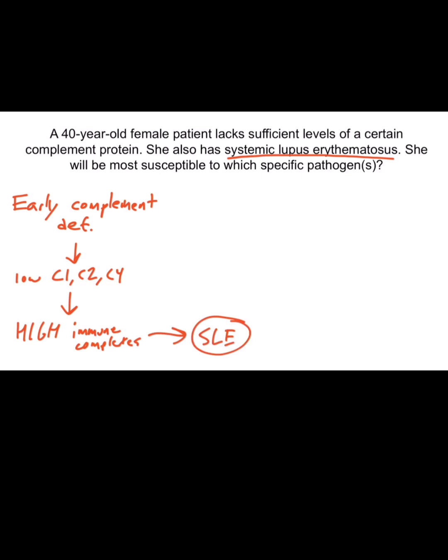Knowing that we're dealing with an early complement deficiency, we can answer the question. This patient will be most susceptible to which specific pathogen or pathogens? Recall that early complement deficiencies result in decreased formation of MAC, the membrane attack complex, which means a high infection rate with encapsulated organisms, specifically H. flu type B, strep pneumo, and Neisseria meningitidis. Now, if you were thinking that this patient would only be susceptible to Neisseria meningitidis, you might have been thinking late complement deficiencies. But remember that patients with late complement deficiencies are not likely to get lupus. So again, in early complement deficiencies, think of infection with all three of these encapsulated organisms. And that concludes the section.